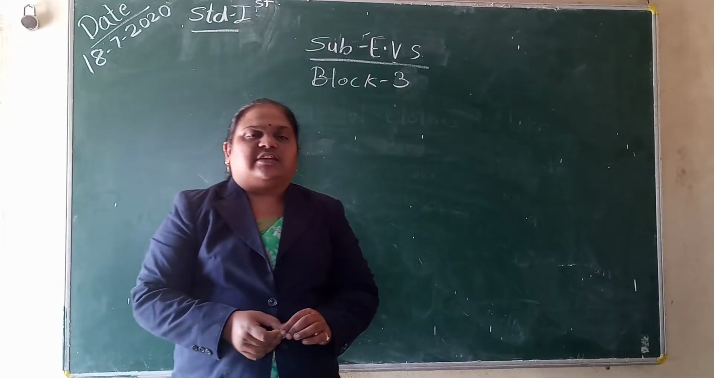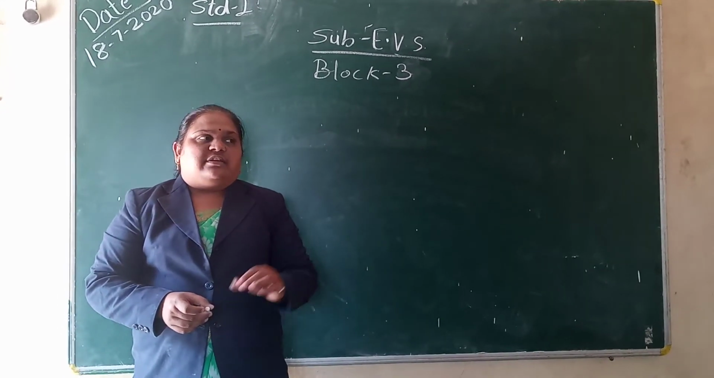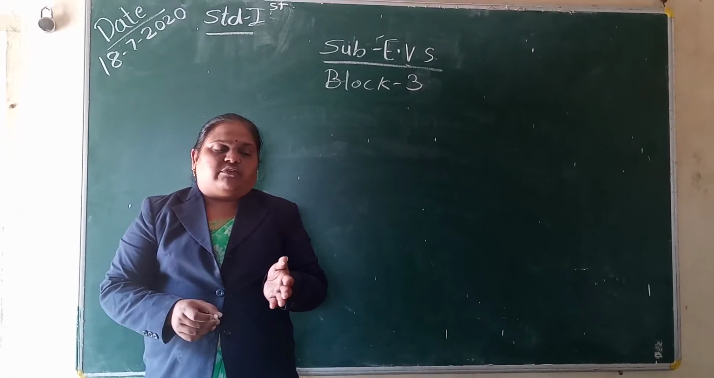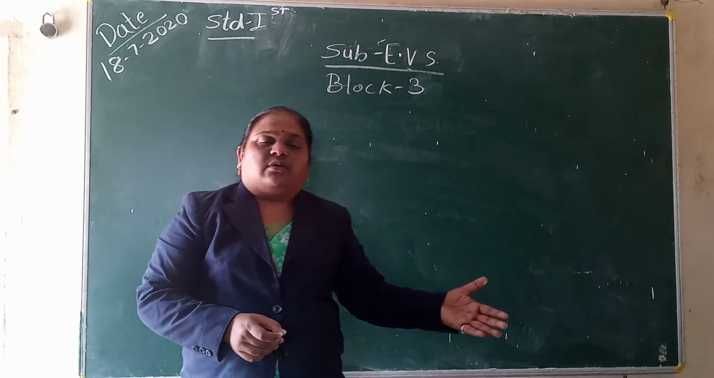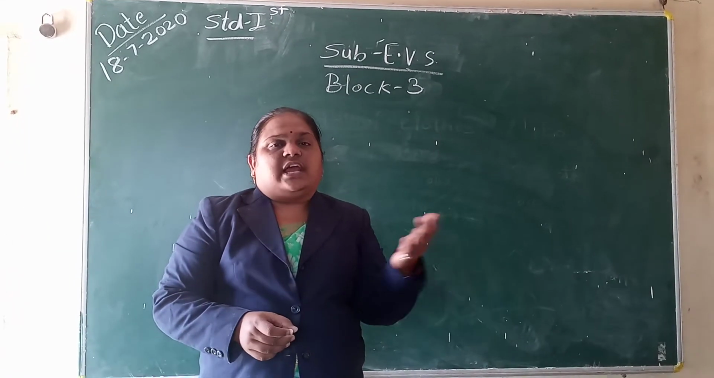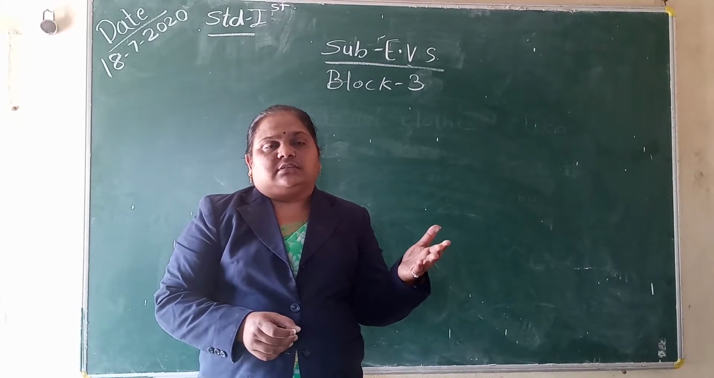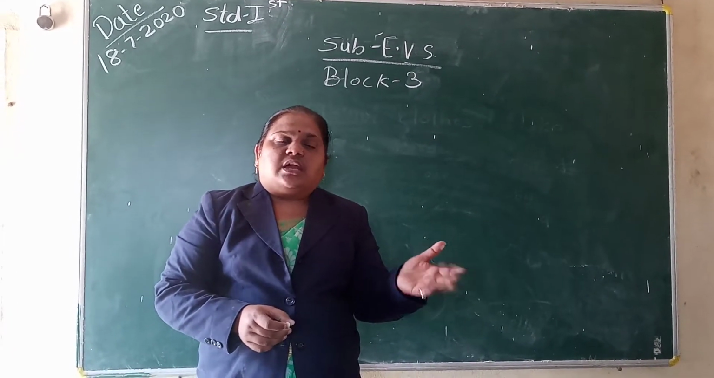In the last section we have seen why house is important, what are the things that are inside the house, and what are the things outside the house. And after that, in the second part, we have seen the rooms of the house, how many rooms there are in our house.